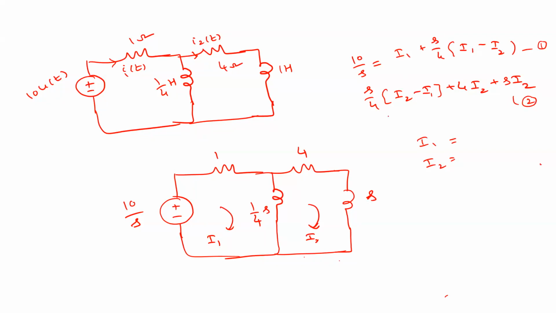Or else we can solve by using matrix form, right? So we can put this in matrix form. It is 10 by S, 0. By inspection, you can tell the values, right? What is the value here? What is the value here in this matrix? You remember this?